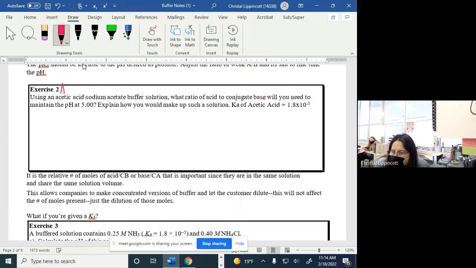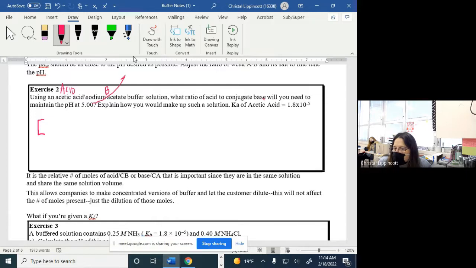This is going to be our acid then. This then is going to be our conjugate base, or our base, if we want to think about it in terms of the equation that we're using. So we need a pH of 5. So I'm going to turn that into my H concentration. My concentration of H is going to be what? 1 times 10 to the negative 5.